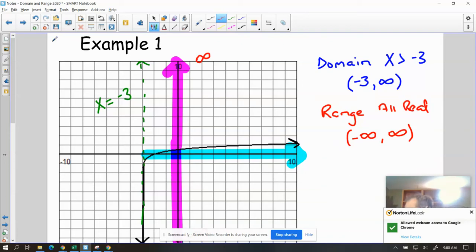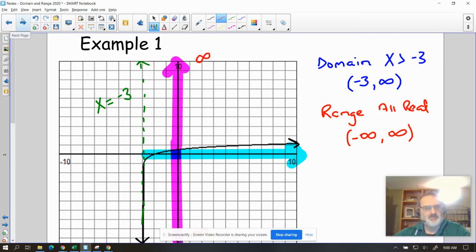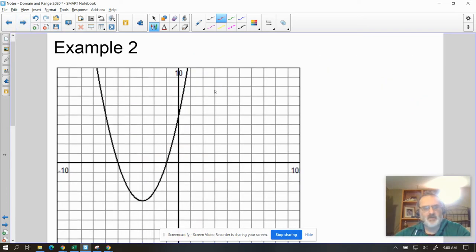All right, we're going to continue with our notes on domain and range. We just finished example 1, which is a log function. Now we're going to go on to example 2, which is another quadratic. In this example, I need to list the domain and range, but I want to be clear that this goes on forever left and right, and it's only a partial graph.